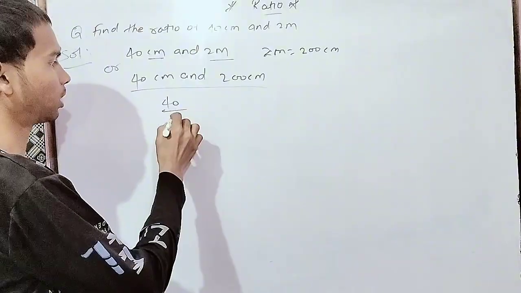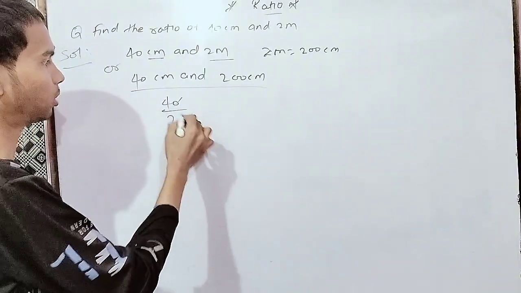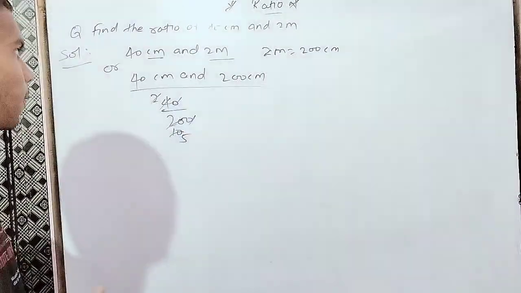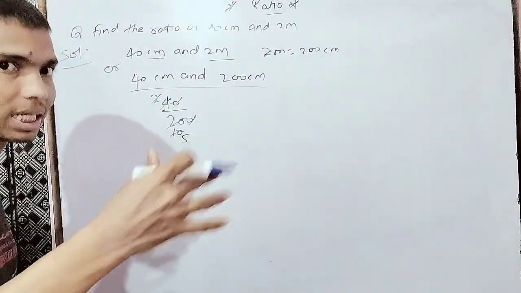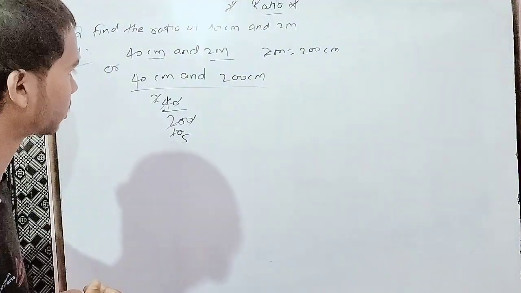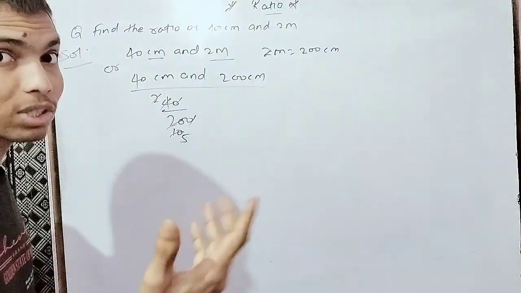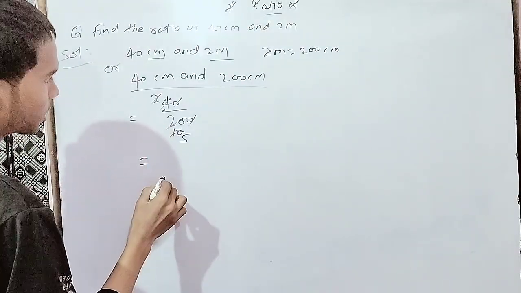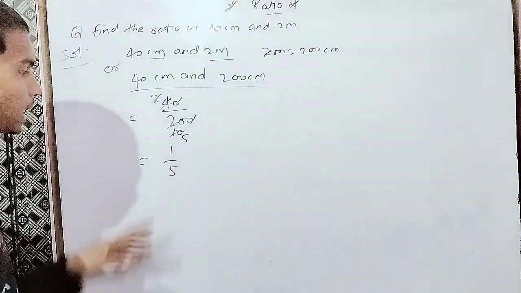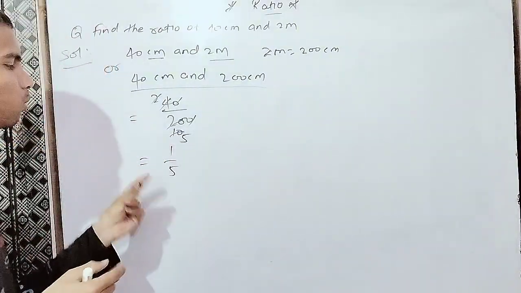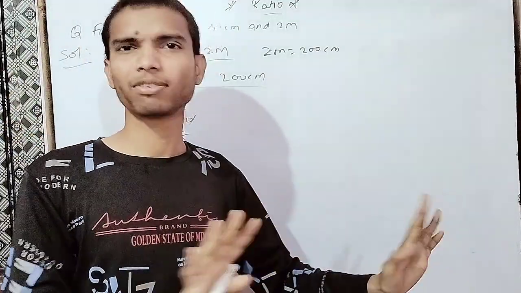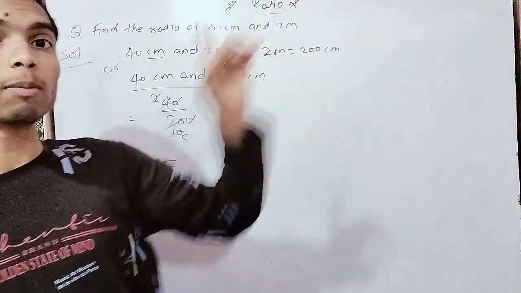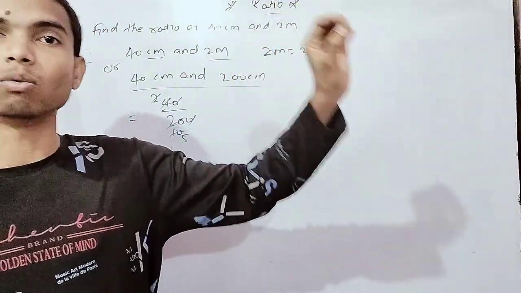Yes, 40 upon 200, cancel the zeros, then 2 to the 10, 2 to the 5. Like that we cancel a fraction. So this is exactly 1 upon 5. Do you know whether 1 upon 5 can be written as only 5? No, it can't be written as only 5. But 5 upon 1 can be written as only 5.